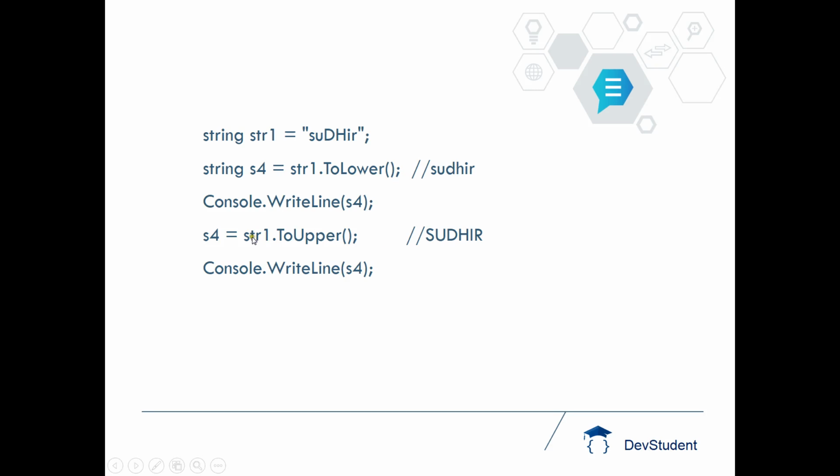After that, you can also convert the text inside str1 into uppercase. Now, in the same S4 variable, I am going to place the value of str1 converted into uppercase. S4 equals str1.toUpper. toUpper is a method which is used to convert the text inside the str1 variable into uppercase and it's going to place it into S4. Now I use Console.WriteLine here to print the value inside S4 and the latest value is Sudhir with all the letters in caps.